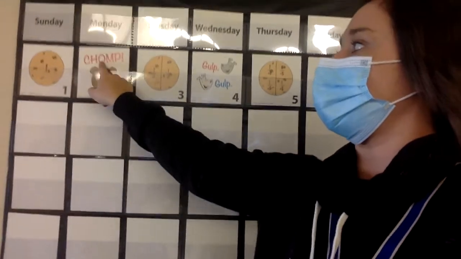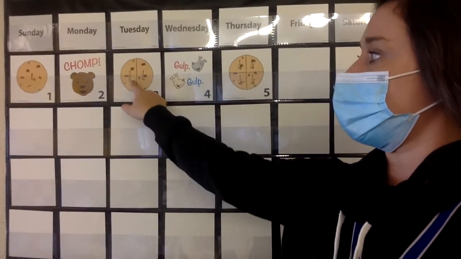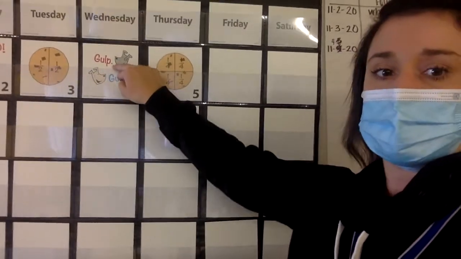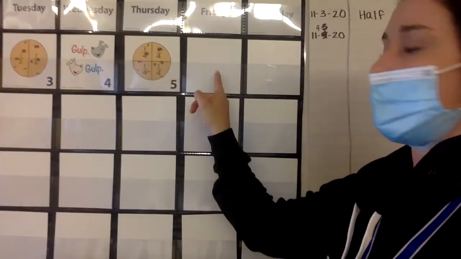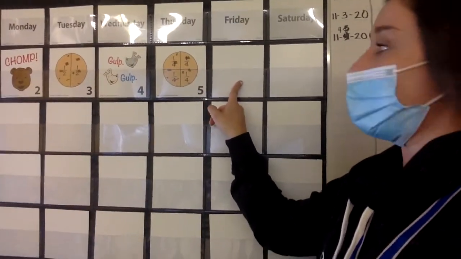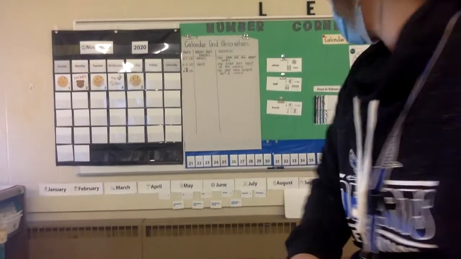But Miss Adele said that, look at it, there's 1 whole cookie, so there's only 1 animal and 1 word. Then there were 2 parts to this cookie. Then there were 2 animals and 2 words. Now there are 4 parts, a fourth. And she's thinking there's going to be 4 animals and how many words? Show me with your fingers. 4 words, maybe. We'll have to find out tomorrow at Number Corner.